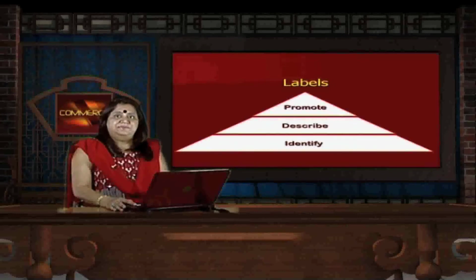The labels define the identity of the product, they establish the name of the product, and labels make the products popular in the market. They describe the detailed specifications or variations of the products, and the functionality of the product is also defined by the labels. They also promote it because generally all the schemes and the free benefits which are given with the product are also associated with the label.